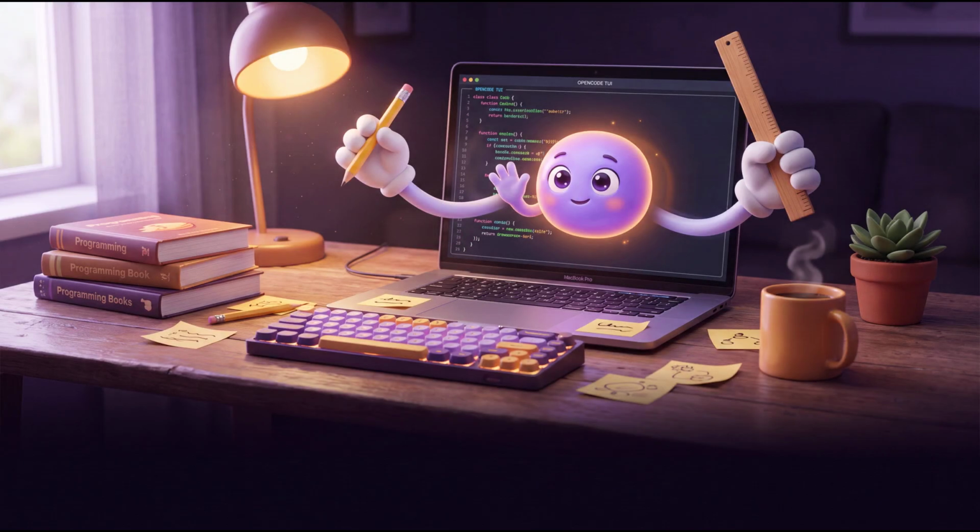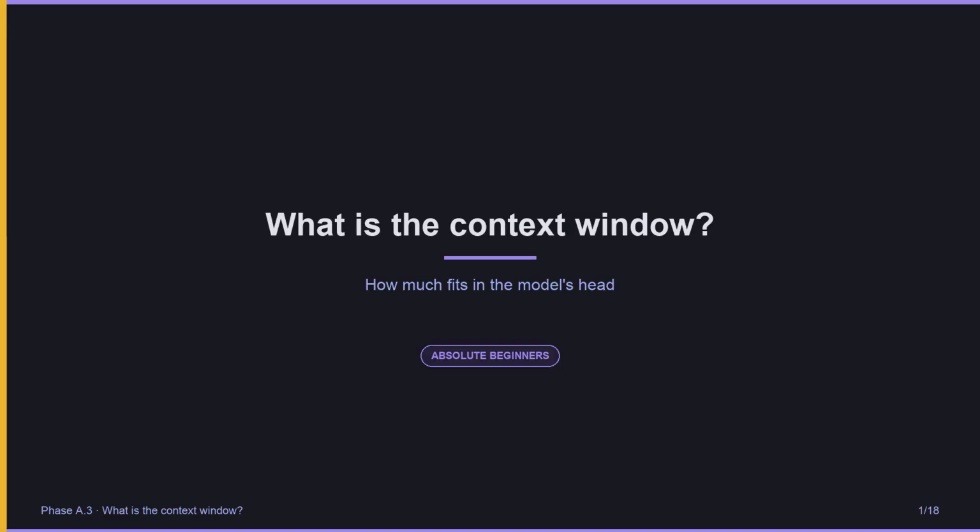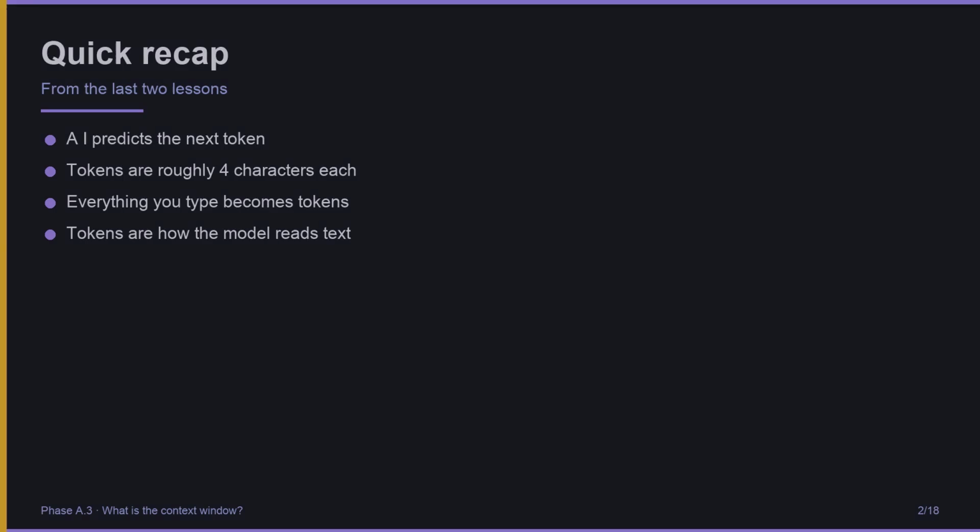Welcome back. Last lesson, we met tokens, the atoms of AI. Today, we look at the room those atoms live in, the context window. By the end of this lesson, you will understand why long chats get expensive, why an AI eventually forgets the start of a conversation, and why bigger context windows are a big deal. We will meet the idea of attention, how the model decides what matters, and learn a simple habit that keeps your context window lean.